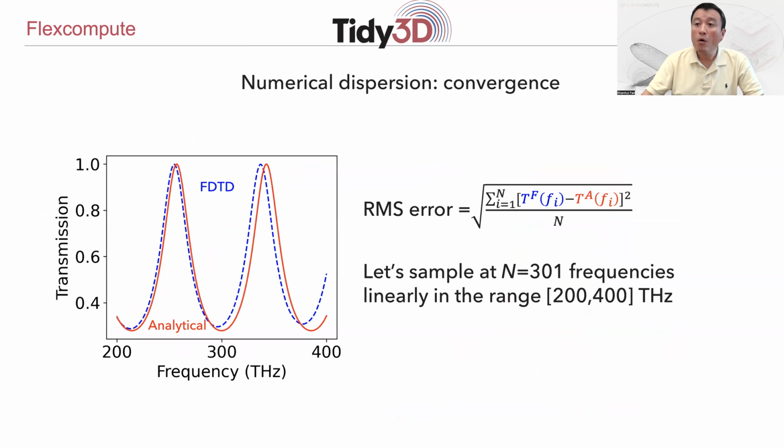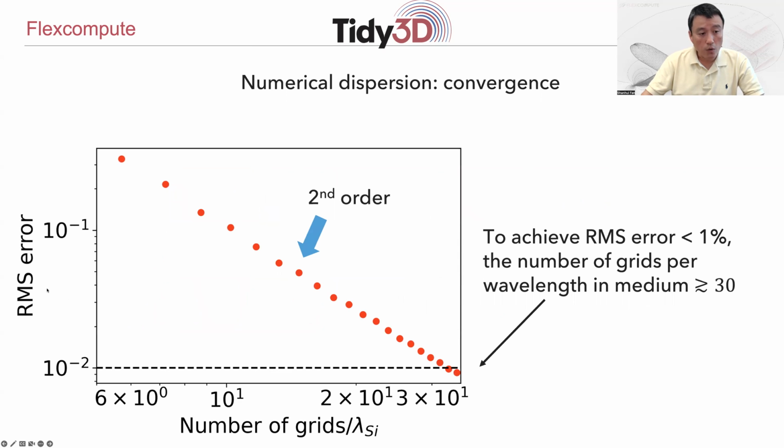So to give a more quantitative view of the error that results from numerical dispersion, what we do here is we sample about 300 frequencies in the transmission spectrum here. And then we look at the root mean square error between the transmission from the FDTD results and the transmission from the analytic results across all these frequencies. So here is a plot showing the error as a function of the number of grid points per wavelength in silicon in the middle of the spectrum that we're talking about in the previous slide.